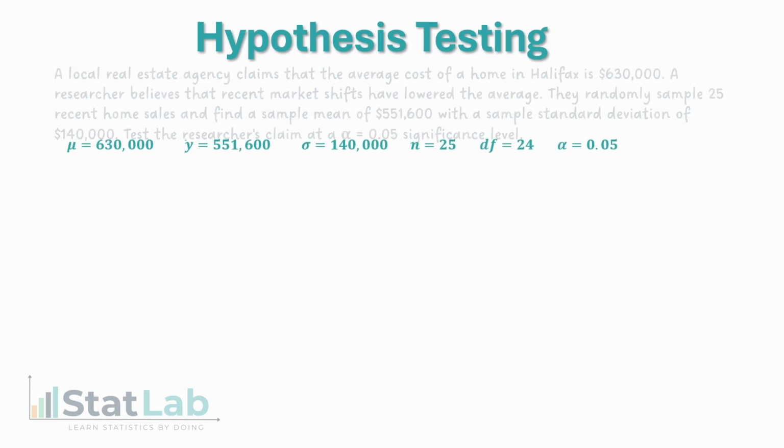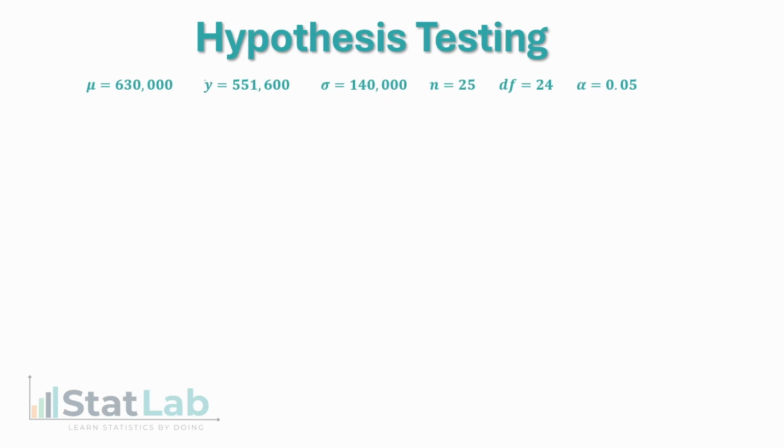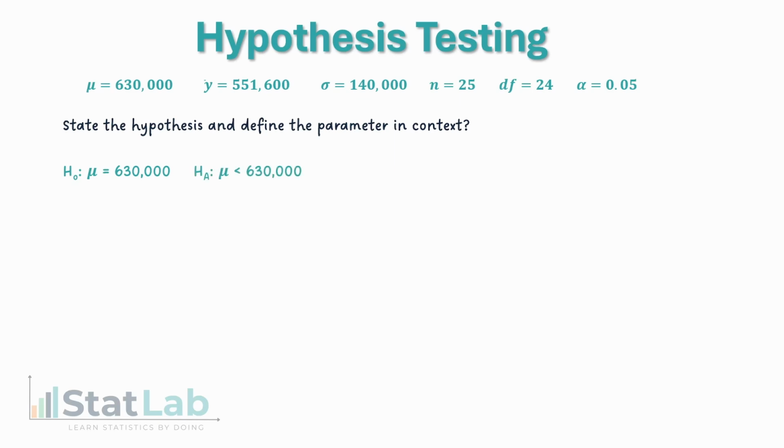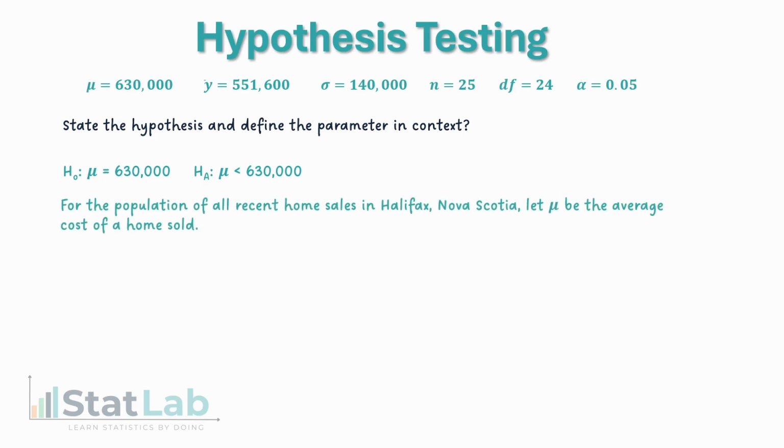alpha of 0.05. First thing that we're going to do is state our hypothesis in context and define the parameter. So H0: mu equals 630,000. HA is that mu is less than 630,000. And of course, we have to define what mu is. So for the population of all recent home sales in Halifax, Nova Scotia, let mu be the average cost of a home sold.